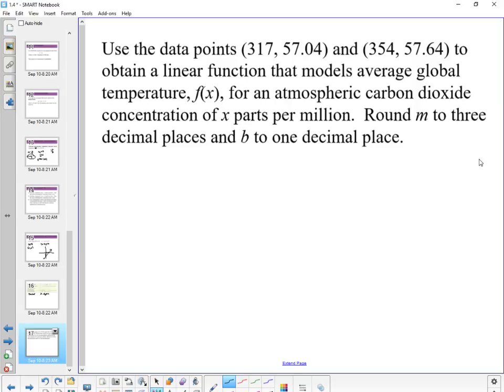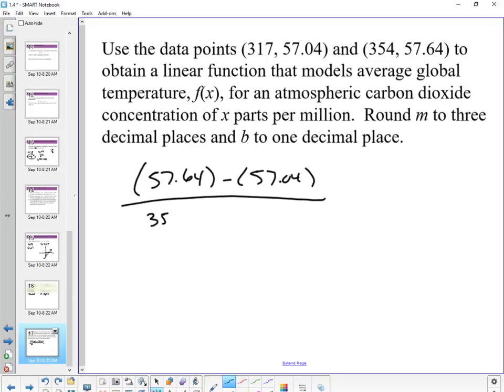So I'm going to go with 57.64 take away 57.04, that's going to be over 354 minus 317. Use my hand to calculate around. I got it. It's 37. All of it is 37? 0.60 over 37. Which is? 0.0162162162. 0.0162? Yeah. All right, so there's my slope.